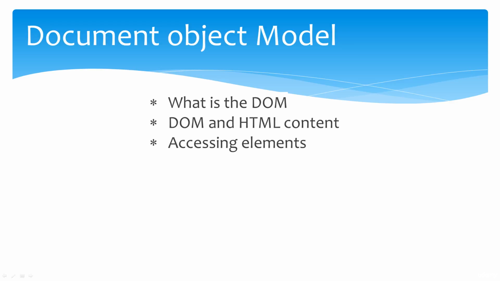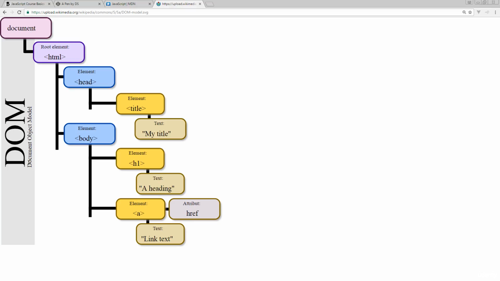So this is where the DOM comes in. In this lesson, we're going to introduce you to the DOM, and we're going to talk about how we can access elements using the DOM and all of that information that's contained within the DOM. It's a really good example of what the document object model is.